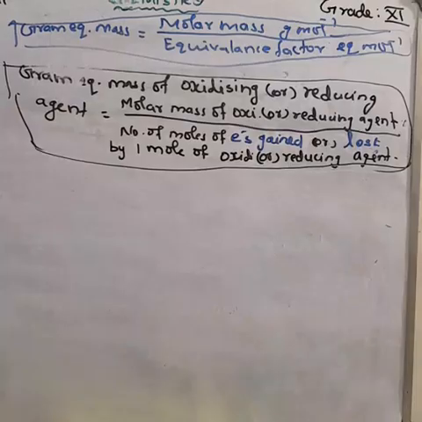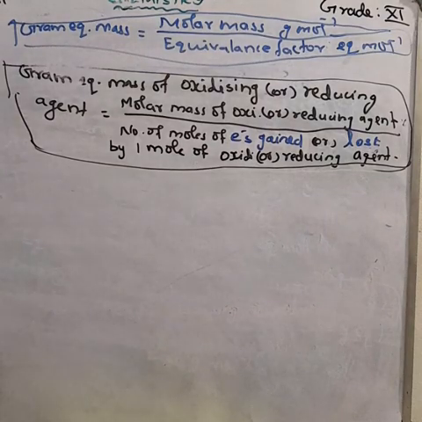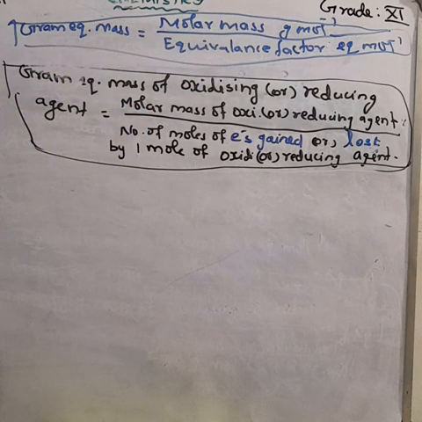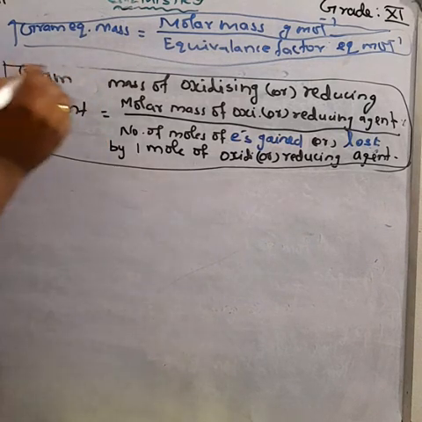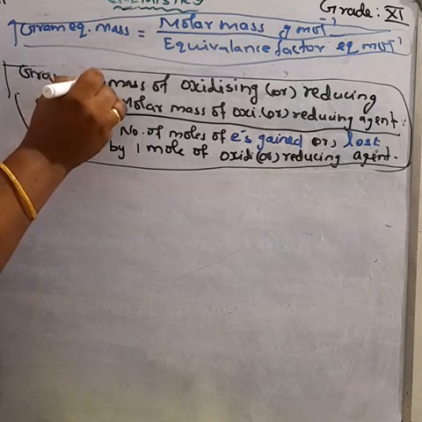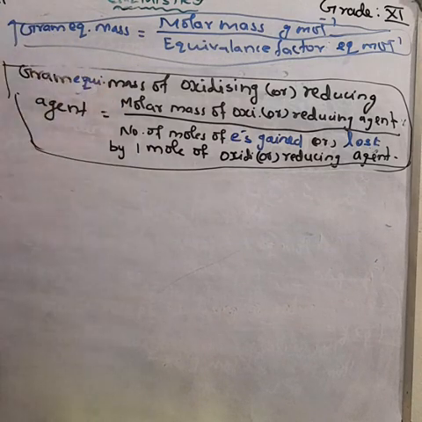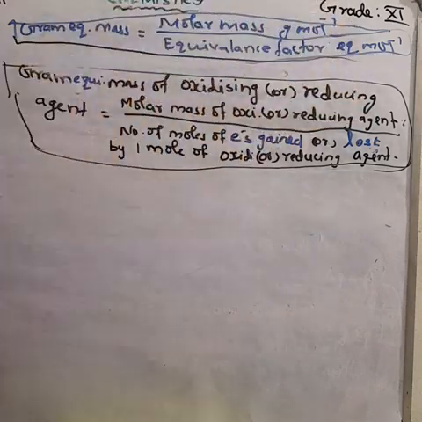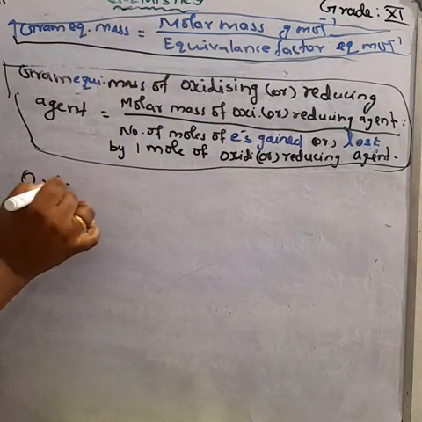Okay students, now we are going to study how to calculate the gram equivalent mass of an oxidizing agent or reducing agent. Here in your book, only the oxidizing agent is given. Before that, you should know what you mean by oxidizing agent and what you mean by reducing agent. You should understand this clearly first.